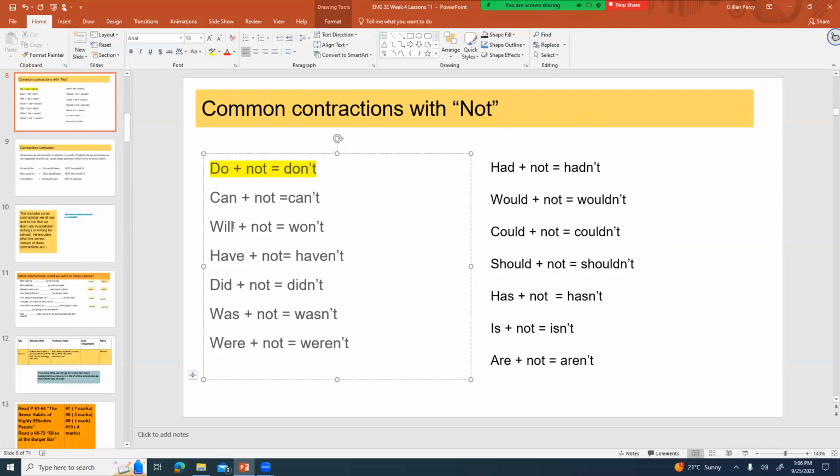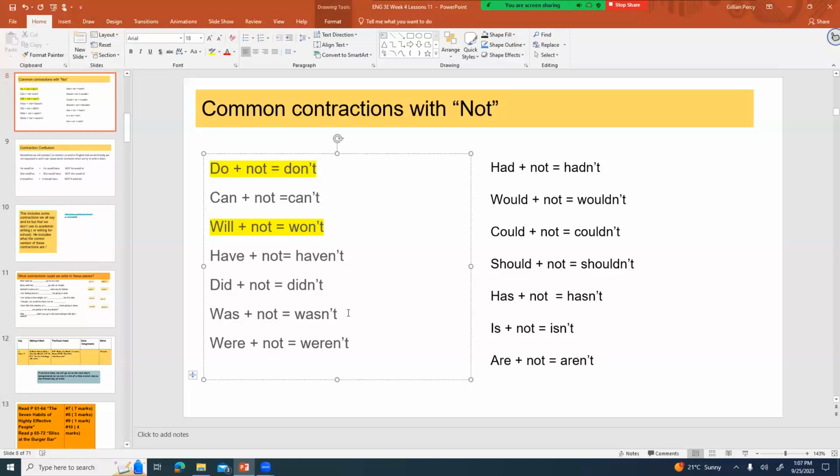We say don't. The other one that's really kind of funny is will plus not becomes won't. And I don't know why we don't say wil-n't. I don't have any reason, but just those ones, the pronunciation changes. Can plus not equals can't. Have plus not equals haven't. Did plus not is didn't.